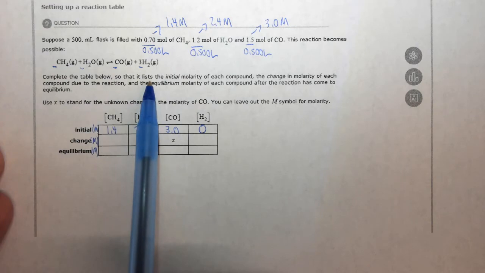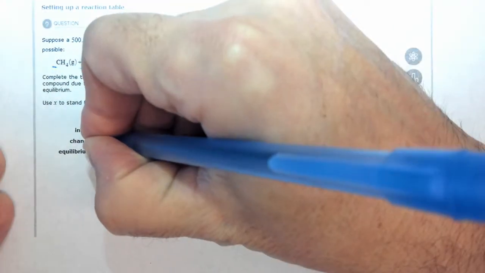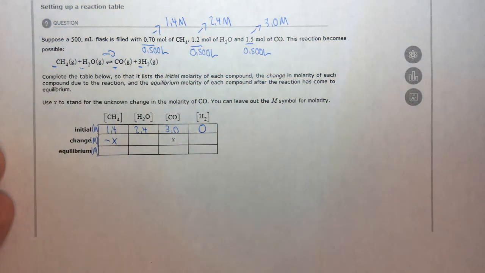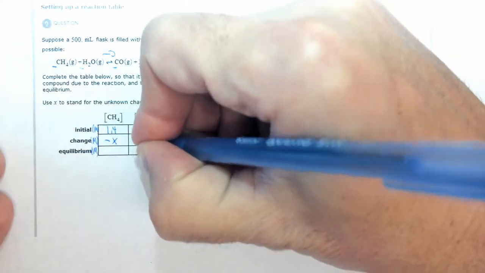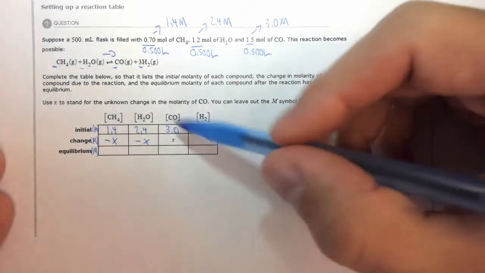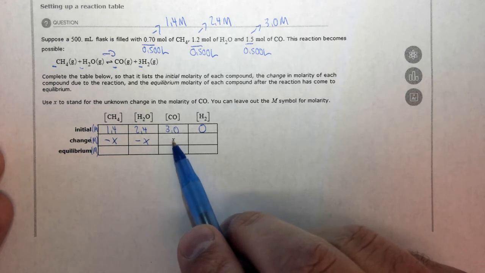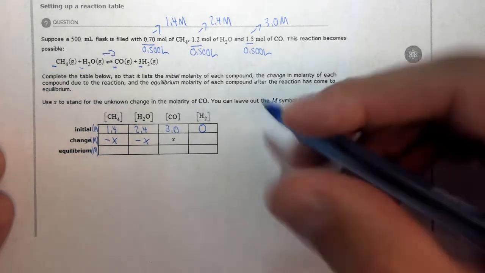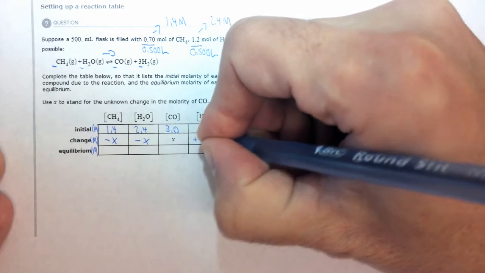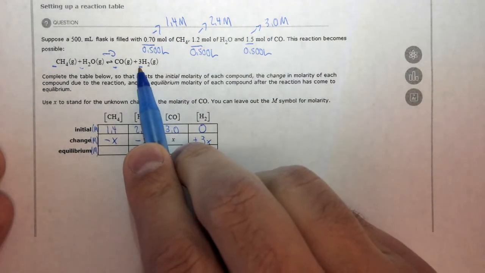So as this reaction proceeds, and it's going to go in this direction, we are going to lose a methane. 1 methane, because the stoichiometric coefficient is 1, and that's x. We're going to lose a water. And again, it's 1 because the stoichiometric coefficient is 1. We are going to gain, they don't put the plus sign. You may see this in class with a plus sign here. But x, you're going to gain carbon monoxide. And you're going to gain 3 hydrogens, 3x, because the stoichiometric coefficient is 3.